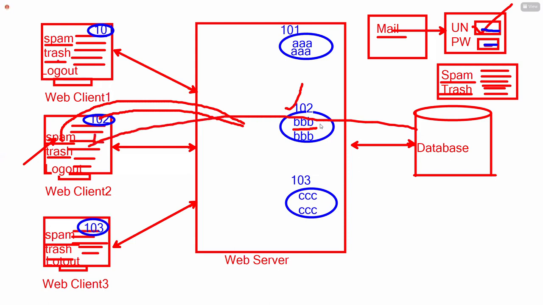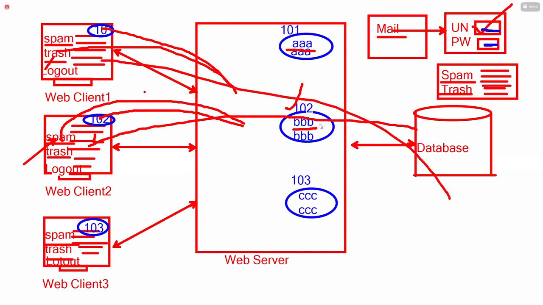Suppose you click trash. With that trash, what will happen? 101 comes. Then the server will understand 101 matched, and this is clicked by the triple A user. Then the server will send the triple A trash box. Suppose this person clicked logout. When he clicked logout, the logout request comes, and with that 103 comes. Then it is vanished. Then the response comes, and here also it vanished.